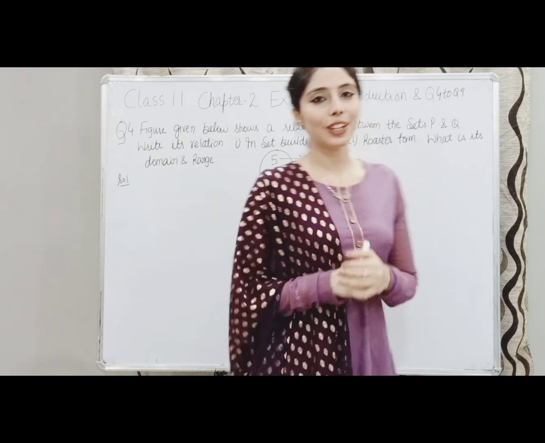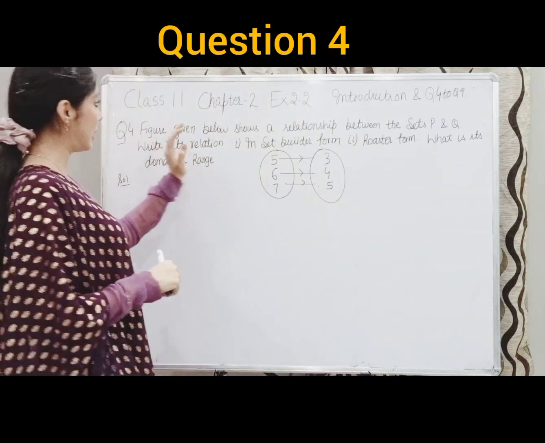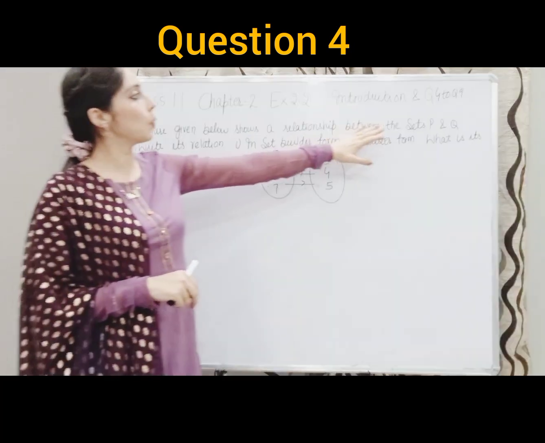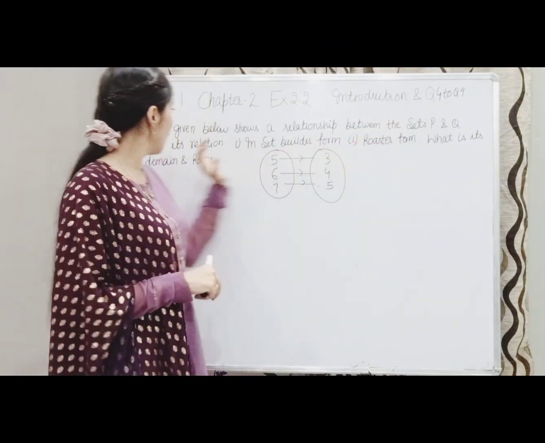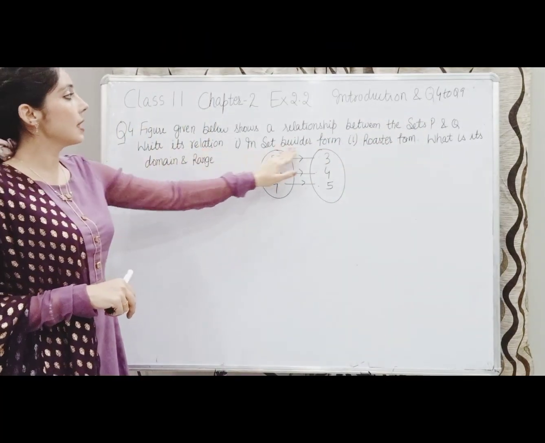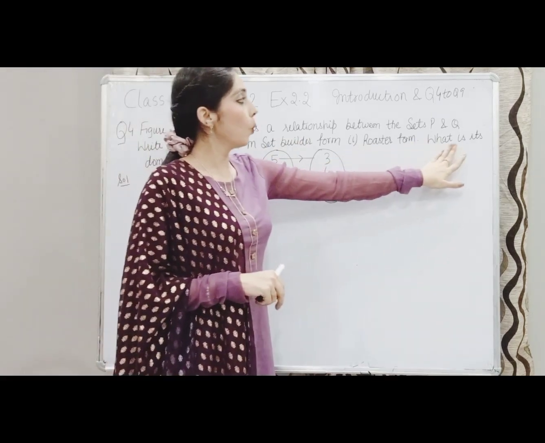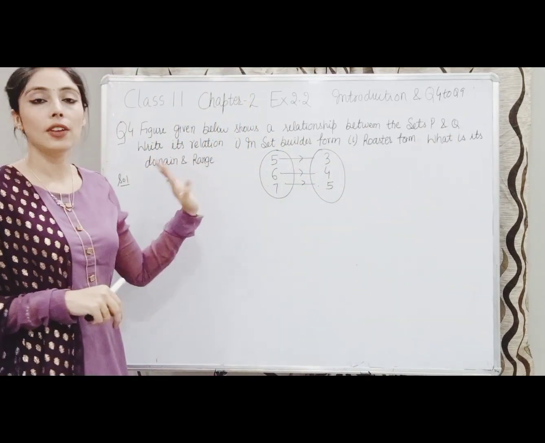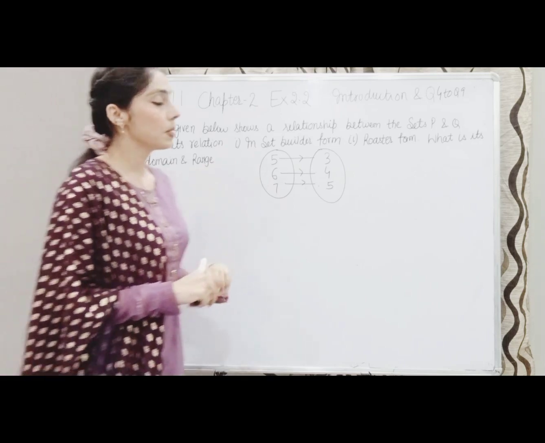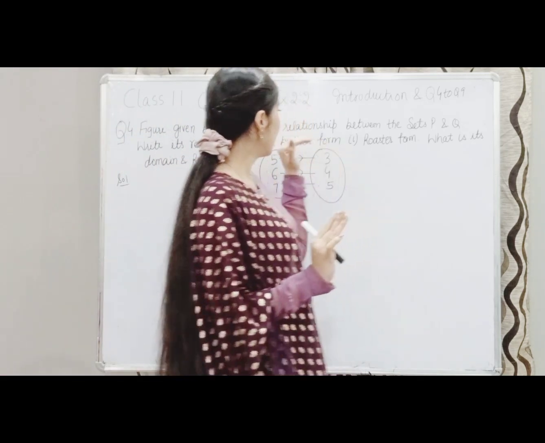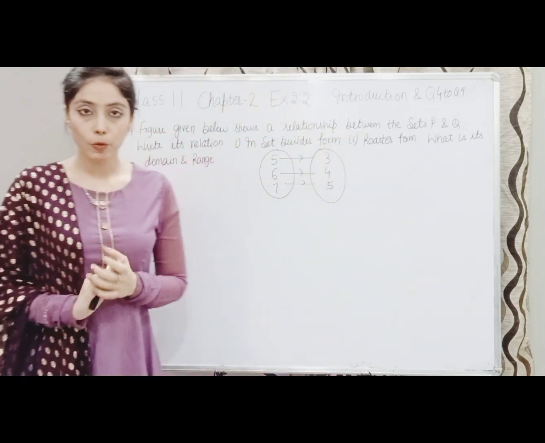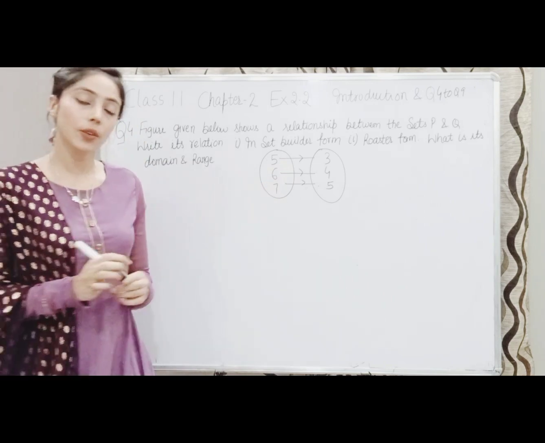Okay, so let's start question number 4, which is: the figure given below shows a relationship between the sets P and Q. Write its relation in set builder form, roster form. What is its domain and range? The arrow diagram is given. We have to find the set builder form and roster form of the relation and the domain and range.